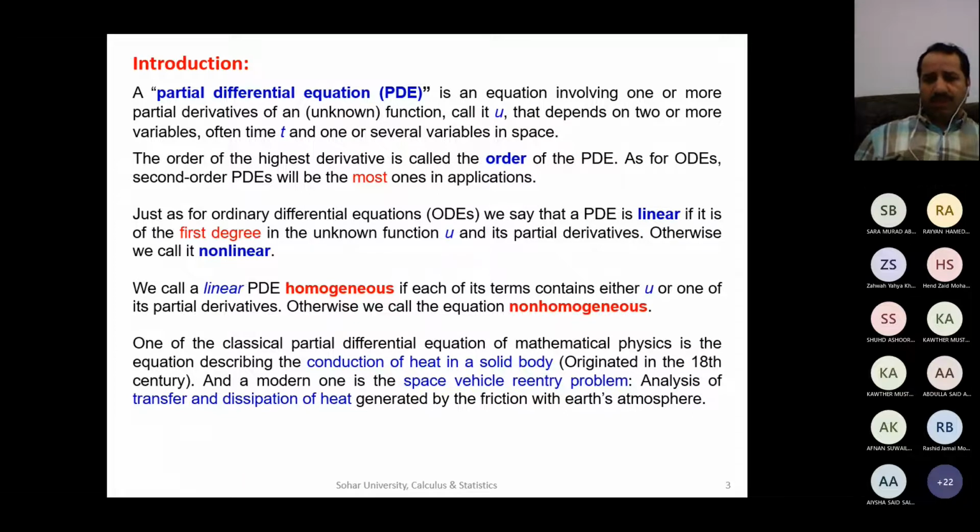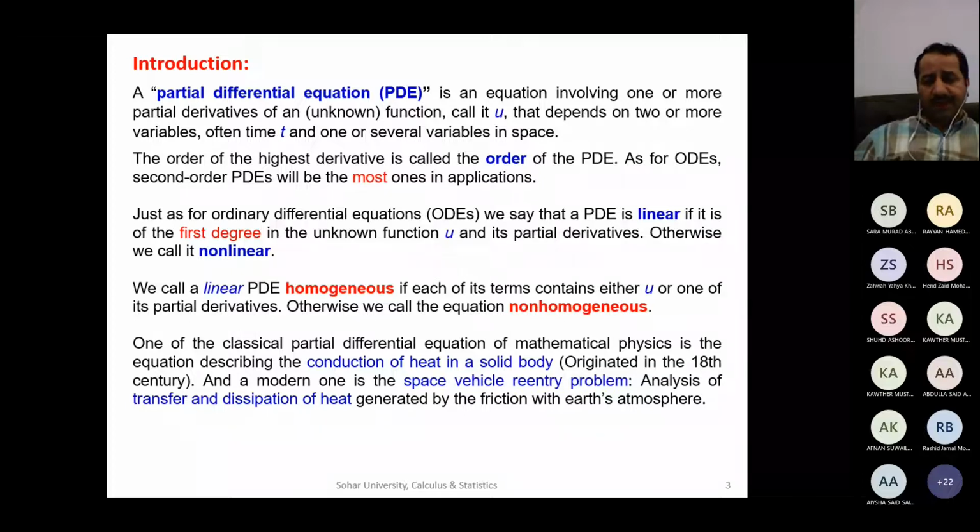I mean, we may have, as an example, my function is u, which is a function of y and x. I may differentiate with respect to y only, or with respect to x only. For this, it's a partial derivative. For that, we call them partial differential equations, PDE, in contrast to ODE, ordinary differential equations.